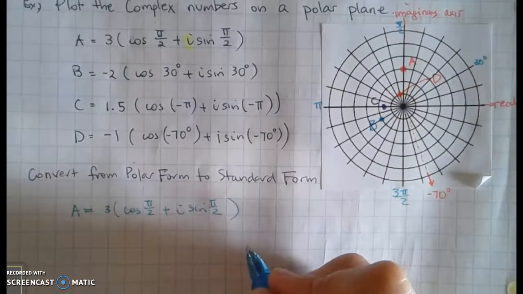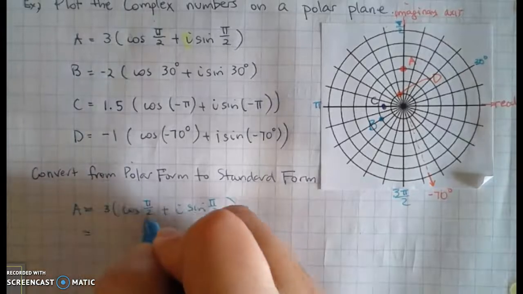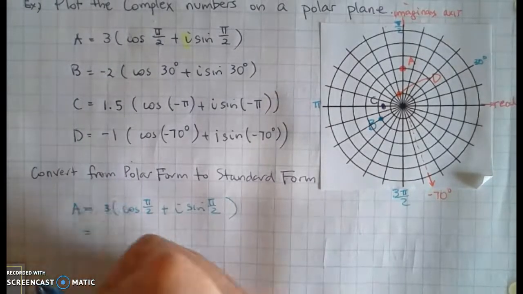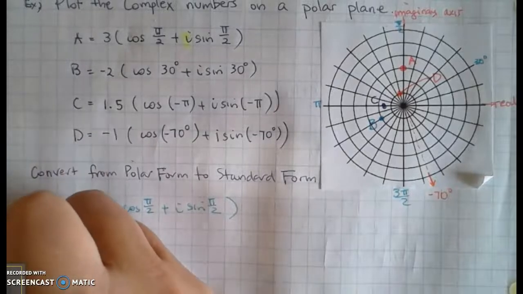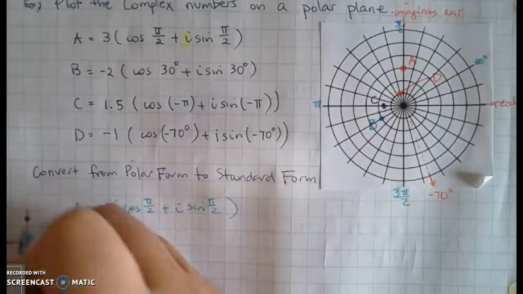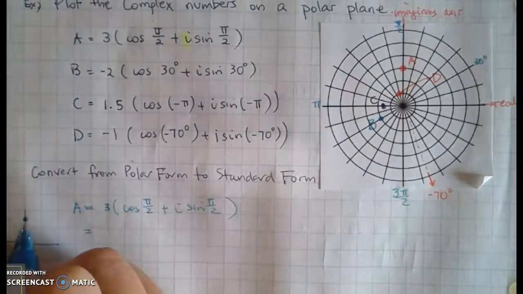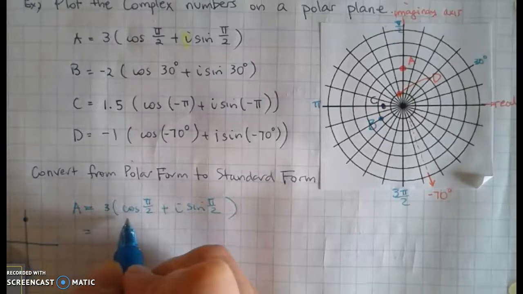And you just need to evaluate, okay? What is cosine of pi over 2? Cosine of pi over 2, go to your unit circle. Pi over 2 is my quadrantal, right? Cosine is my x value. Cosine's x value is 0.